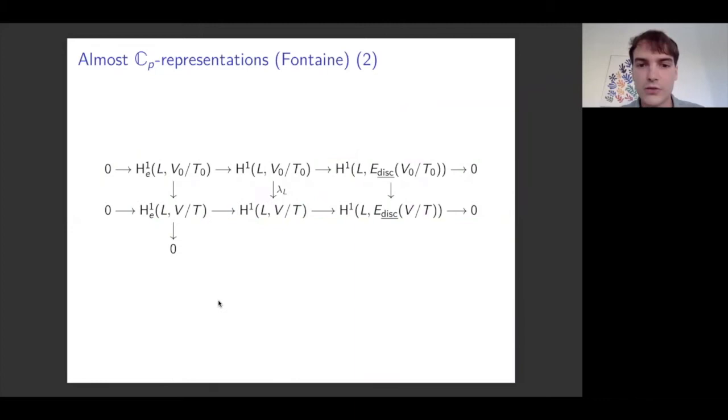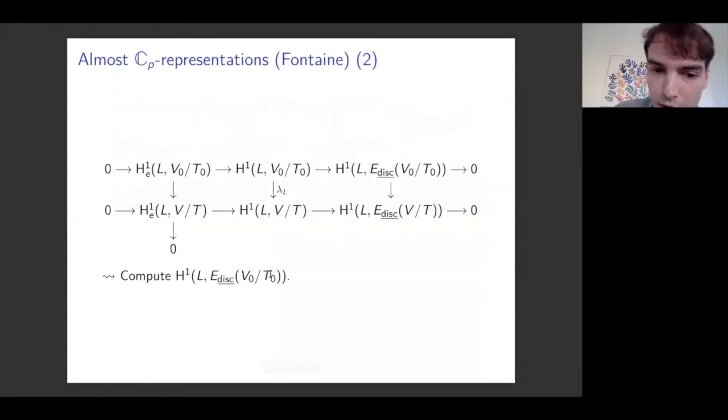And so now we can try to do the same thing as Coates and Greenberg. Compute this Galois cohomology group in the corner. So for example, if we are able to prove that this is zero, if you put zero here, you get the first theorem. And so that's what we want to do.